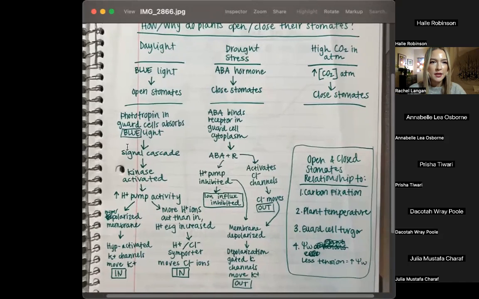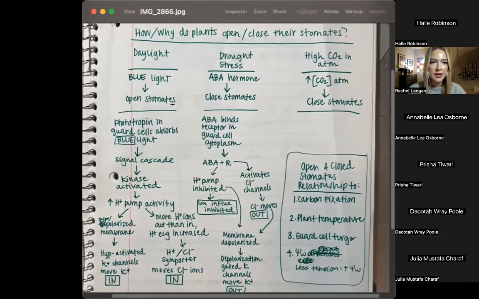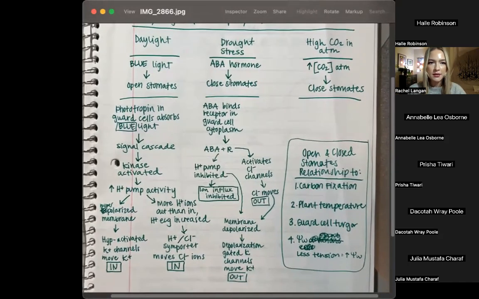Okay, and then how do we open and close them in response to drought stress? That's the ABA response. This is what you have to know for what ABA does. In drought conditions, it's sensed in the roots. Roots will synthesize ABA. ABA will travel through the xylem to the leaves, to the guard cells, and bind to a receptor in the guard cell cytoplasm.